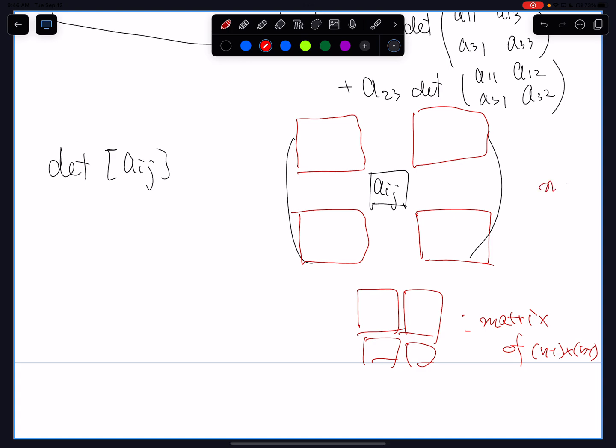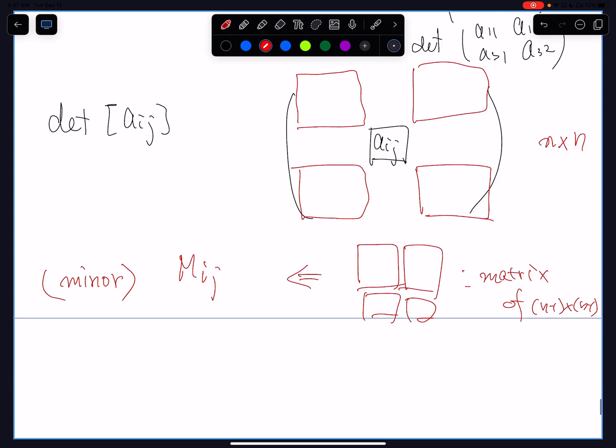When this is n times n, we can think of this one. So this matrix is called, what's the notation they use? It's called matrix Mij. So what's the word? I think this is called a minor. So this is called a minor. So we can think of this matrix Mij.